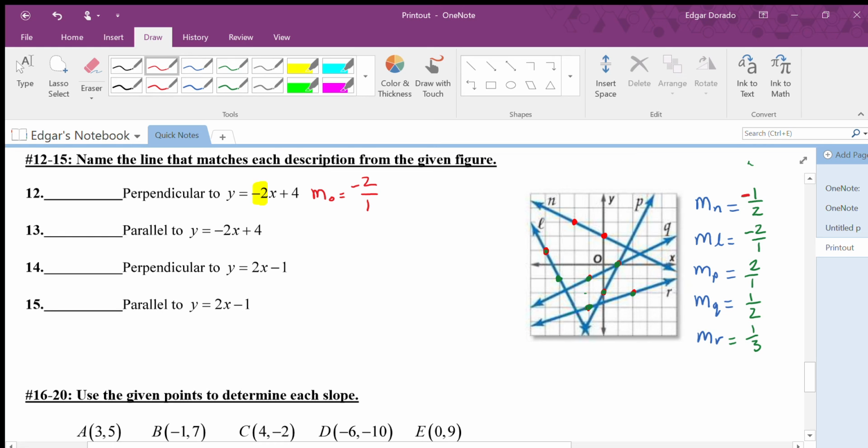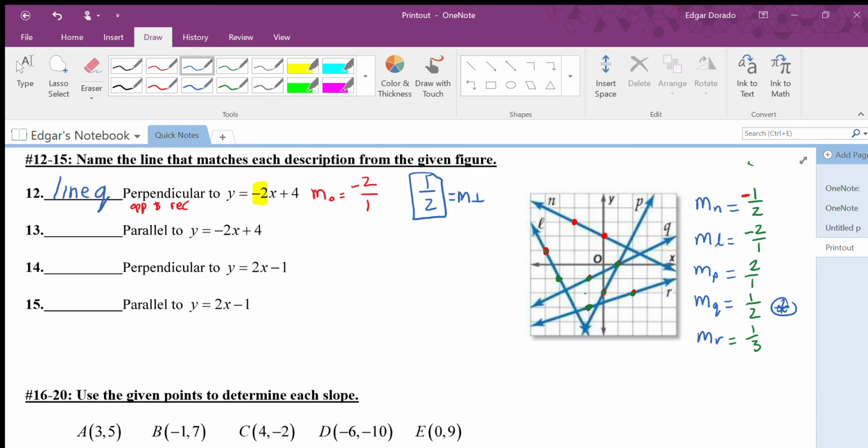That means my opposite reciprocal slope, because it's perpendicular, so opposite and reciprocal slope, has to be what? It has to be 1 over 2. Well, which line has a slope of 1 over 2? The line that has slope of 1 over 2 looks like it's this one, line Q. So line Q is the line that is perpendicular to y equals negative 2x plus 4.